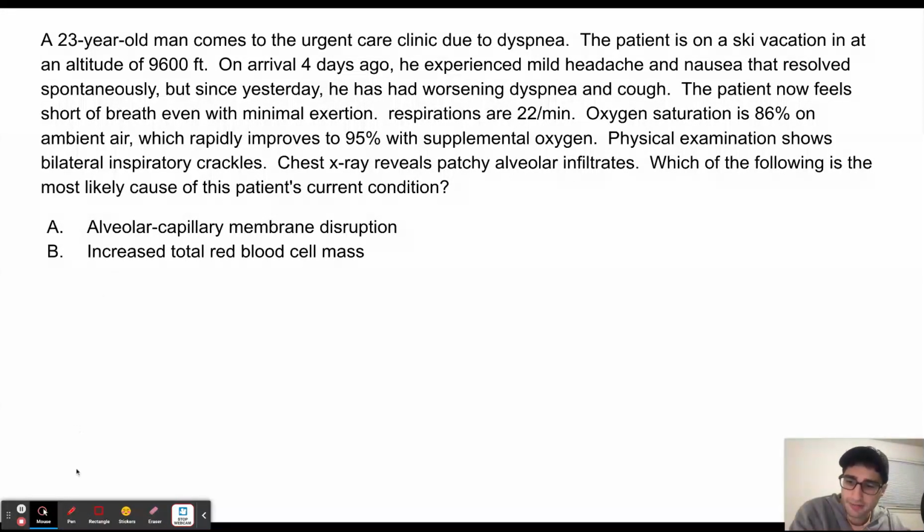As we said earlier, the hallmark of high altitude pulmonary edema is the alveolar capillary membrane damage. So our answer is going to be answer choice A. Answer choice B is increased total red blood cell mass. This is not going to be the answer, although it can happen at high altitudes. It won't lead to pulmonary edema as we see with our patient. So the chest x-ray revealed patchy alveolar infiltrates, which is going to be the hallmark finding on chest x-ray with high altitude pulmonary edema.